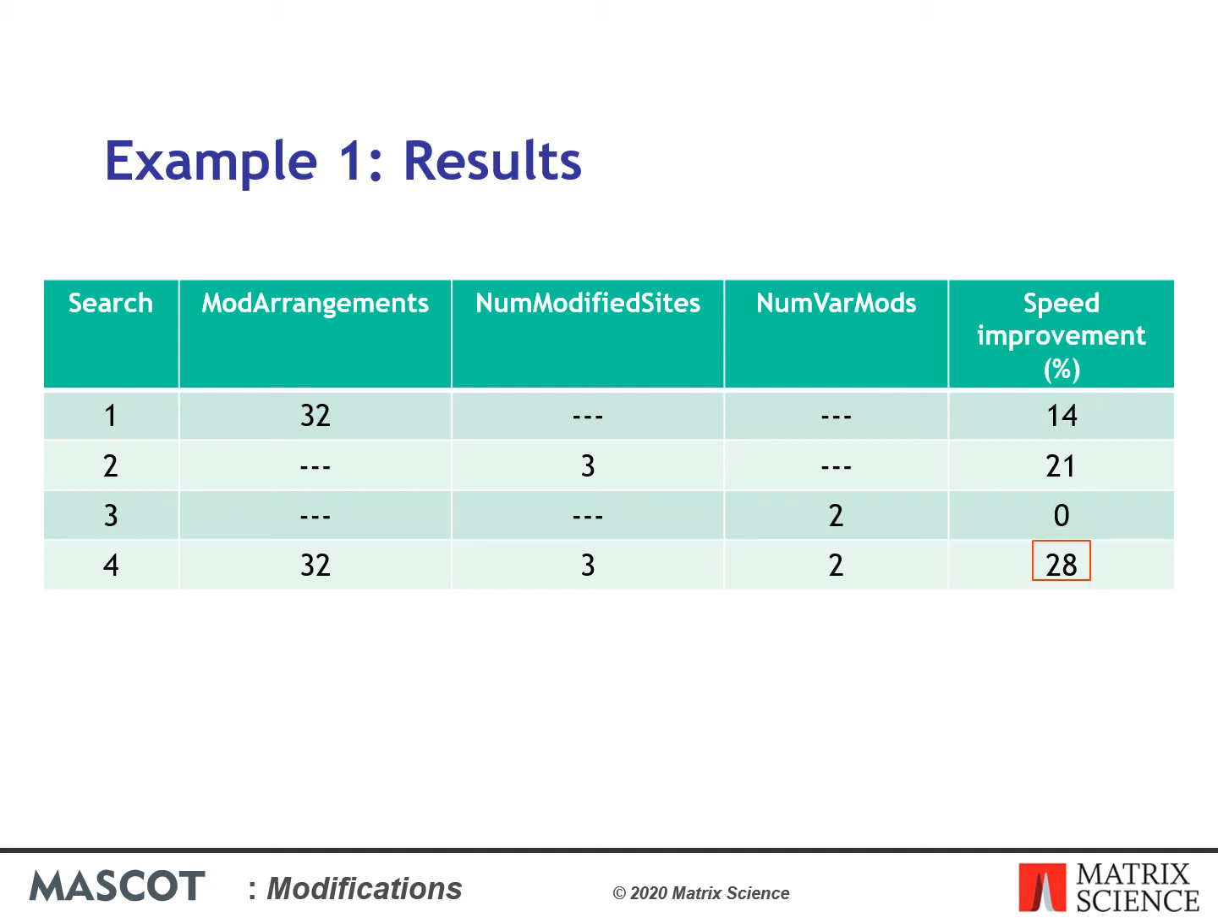Lowering all 3 settings gives us the fastest search, which is now 28% faster than using the default settings. This is mainly due to the combination of the reduced number of mod arrangements and modified sites. So when you're searching datasets which are not highly modified with Mascot 2.7, you may wish to consider lowering the permutation settings to speed up searching, especially if you're doing an error-tolerant pass.